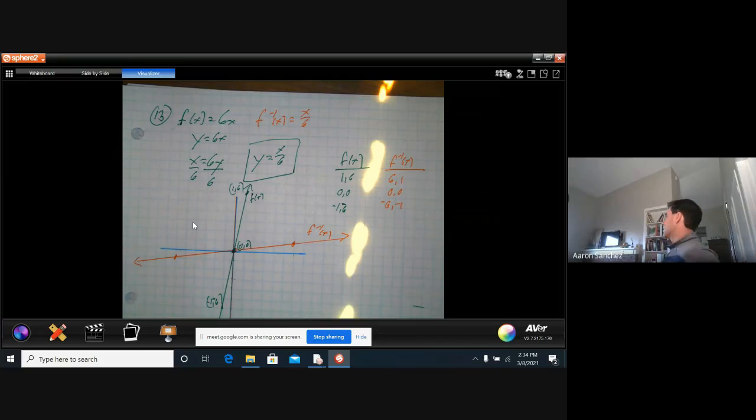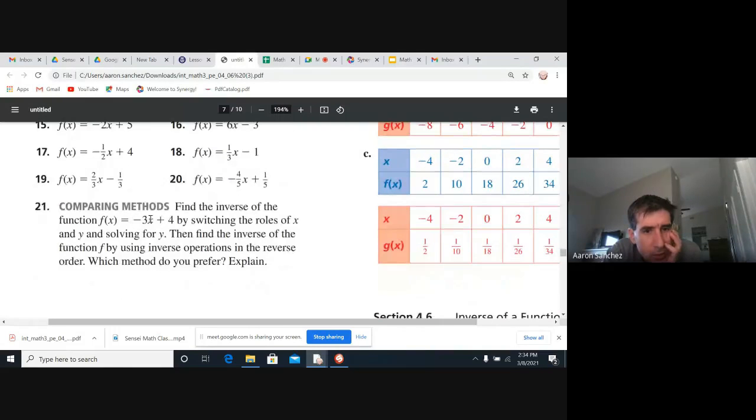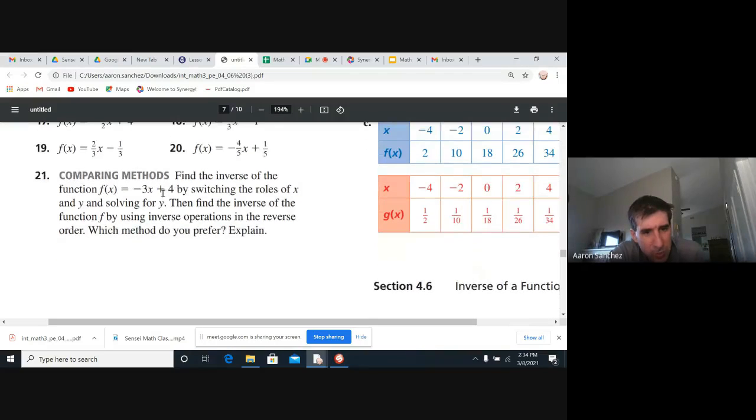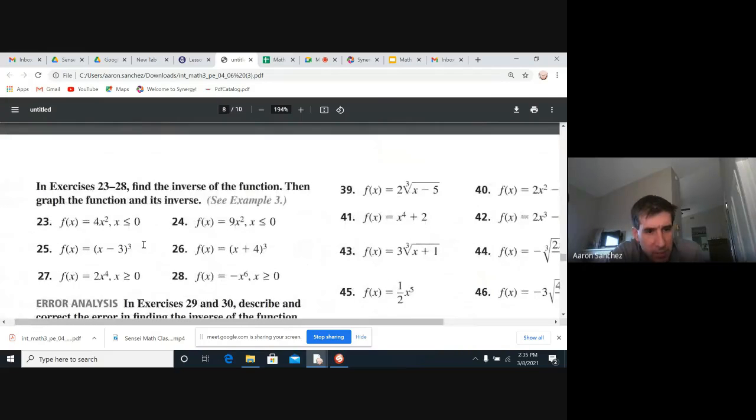Fifteen, 17 is next. Let's see if I need to show you how to do 17. Are there any questions on 13? Pretty self-explanatory. Those are all linear, so those are going to be lines, and those are functions. Seventeen is the same thing, I'll let you guys do that. Twenty-one: find the inverse of the function f of x equals -3x plus 4 by switching the roles of x and y. Just do that method, switch the x and the y. So 21, 23, 25. I think 25 is next.